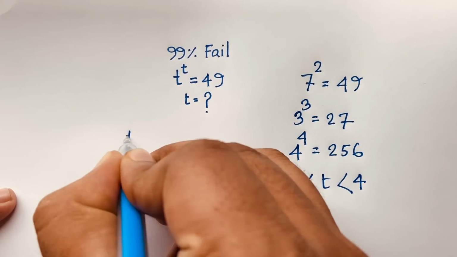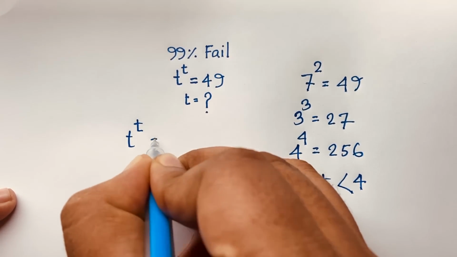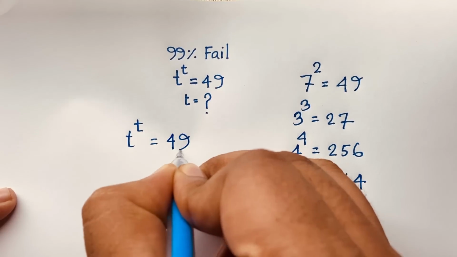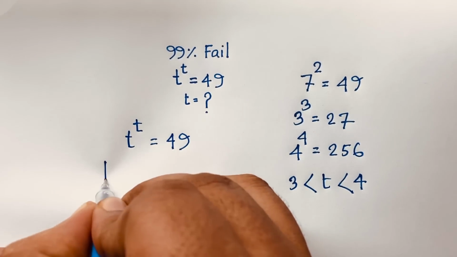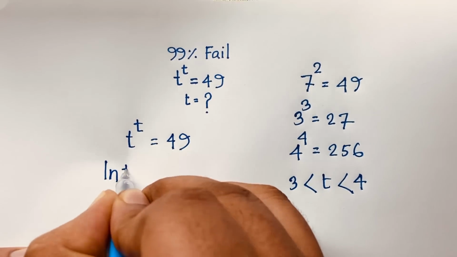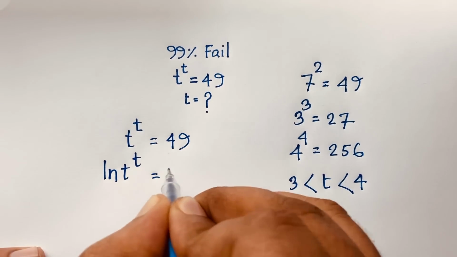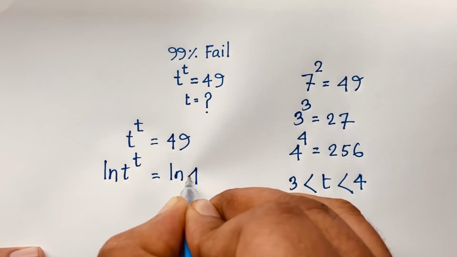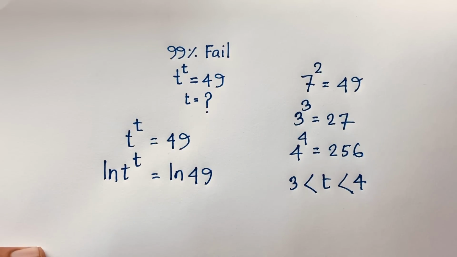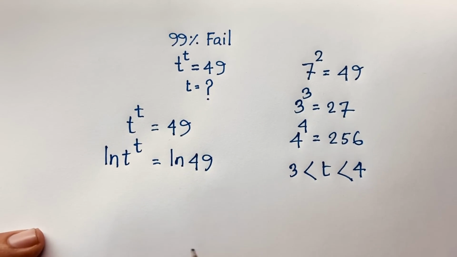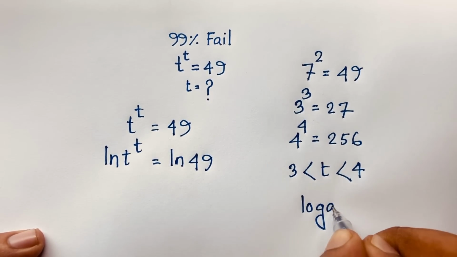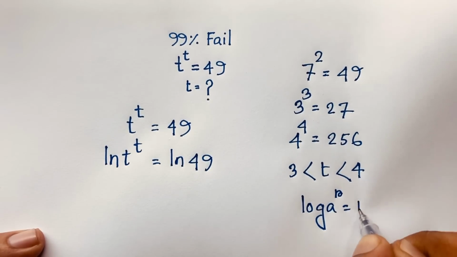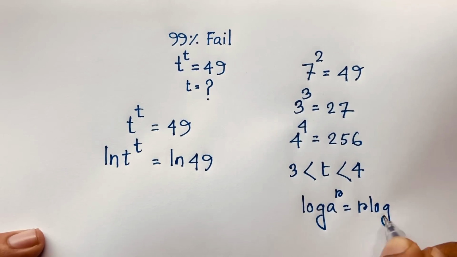It will be t to the power t is equal to 49. I solve this question step by step. Now I use natural log on both sides. So ln t to the power t is equal to ln 49. According to this law, we know that log a to the power r is equal to r log a.